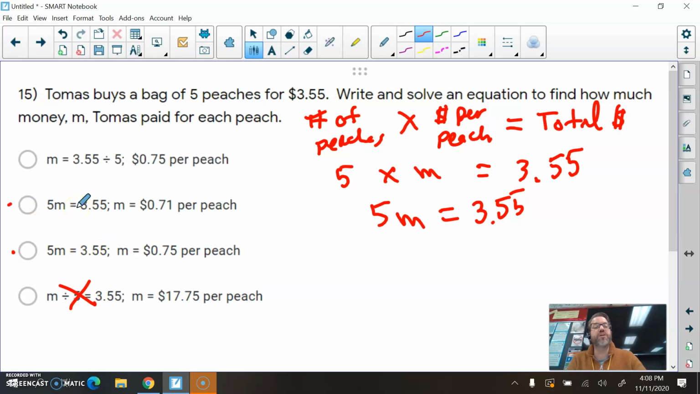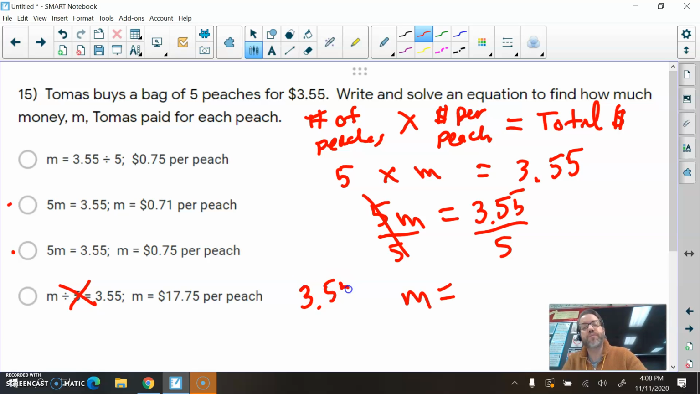It's going to come down to whether it's 75 cents or whether it's 71 cents. Okay, if it's 75 cents, we're in trouble because both of these would be good then. I hope it's 71 cents. So we have to undo this 5 times M by dividing by 5. It's going to come down to whatever we get when we divide 355 by 5. So 355 divided by 5.